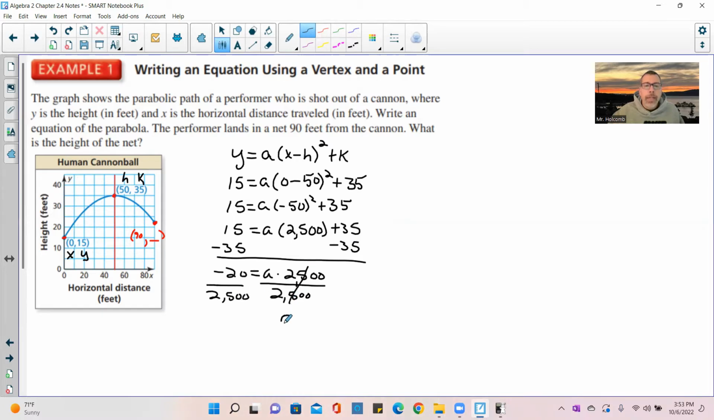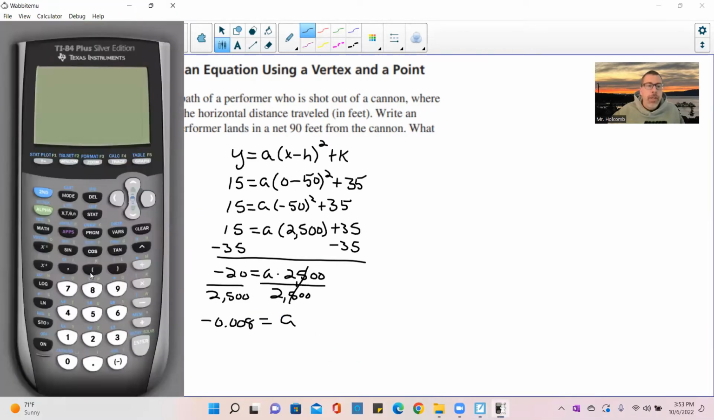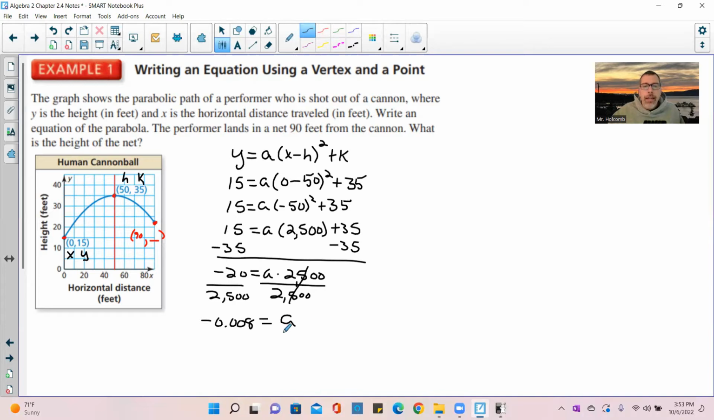These cancel, and I get a. And this is going to be negative, and it comes out to be 0.008. I did it in the calculator already. Okay. So it's negative 20 divided by 2500, which is negative 0.008. And so there is our a. So now I can take that a and plug it into this equation again.